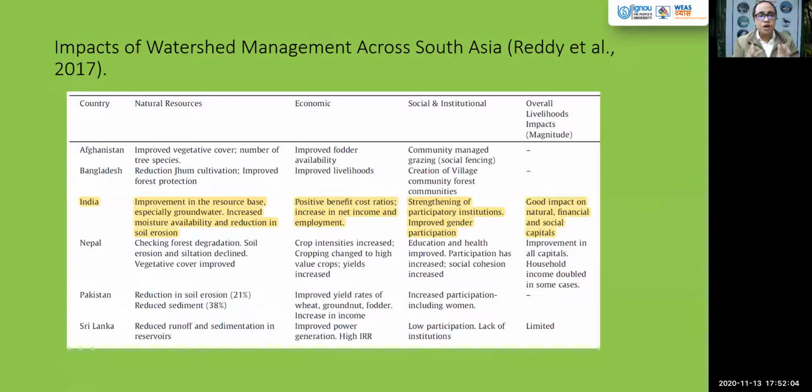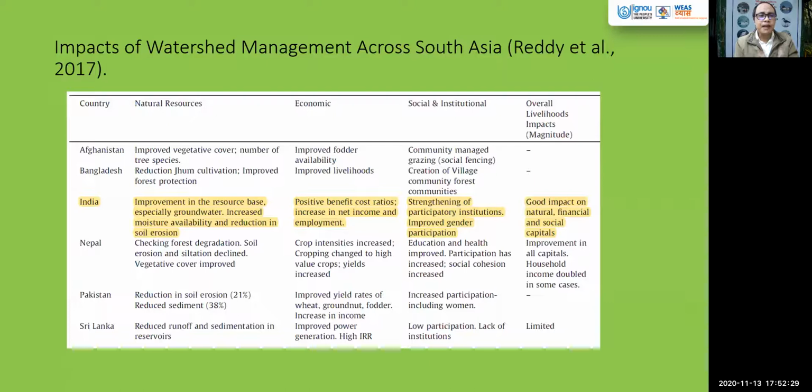In 2017. So when we look into sustainable development, we look at four important pillars. One is natural resources, meaning environmental pillars, economic pillars, social pillars, and other institutional pillars. This is how, in different countries, watershed management impacts those different pillars. For example, let us take an example in India.